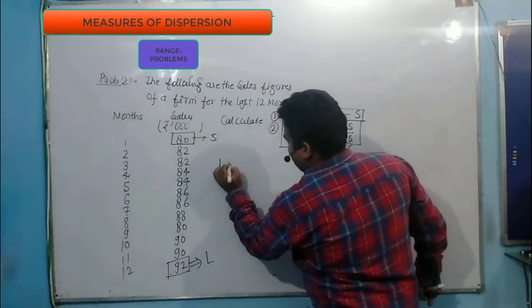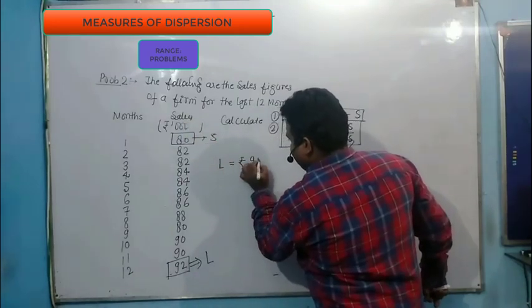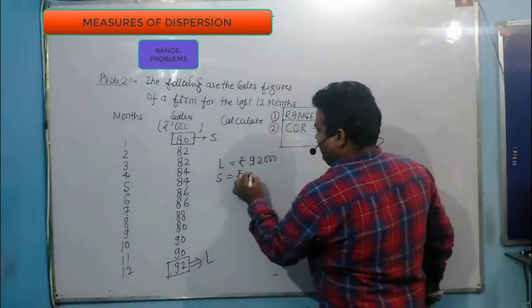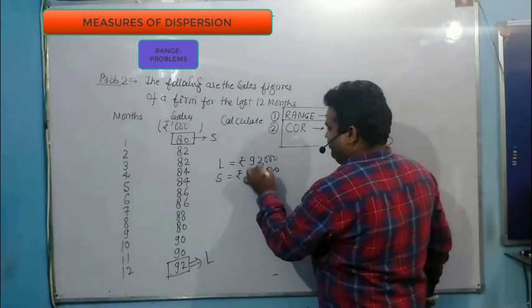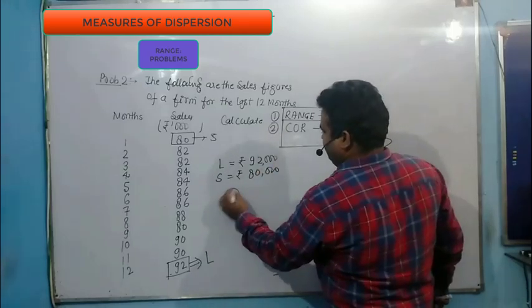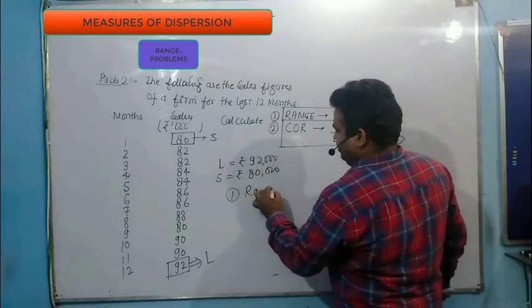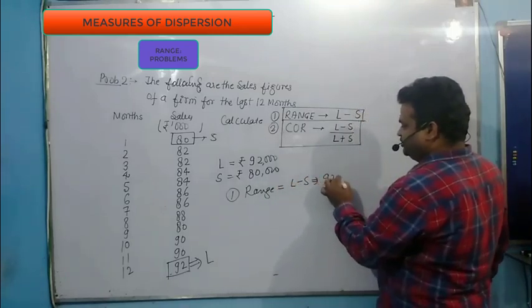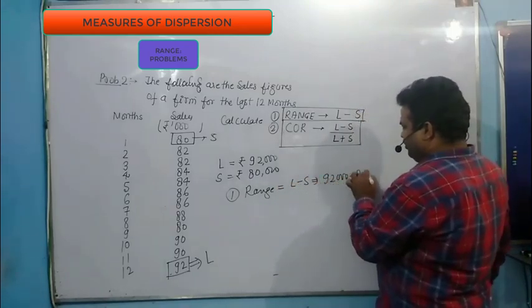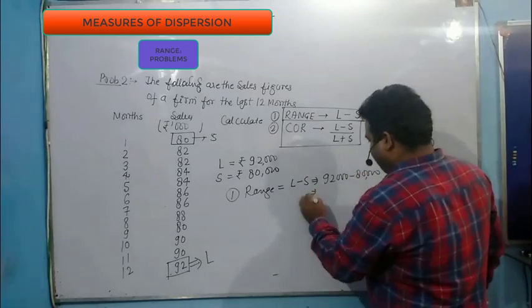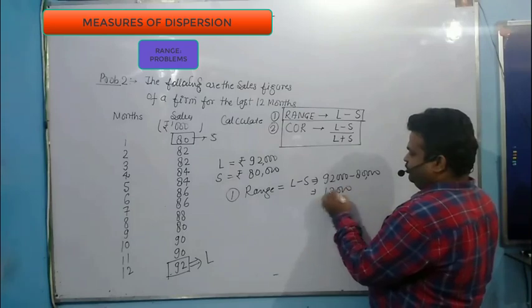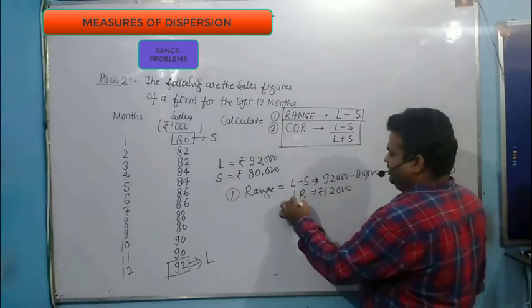So okay, what is my largest value? Rupees 92,000. What is my smallest value? Rupees 80,000. Okay, fine. What now? Calculate the range. So my range is equal to the largest minus the smallest. The largest value is 92,000 minus the smallest value, 80,000. So you need to take the difference. So you will get 12,000 rupees as my range.